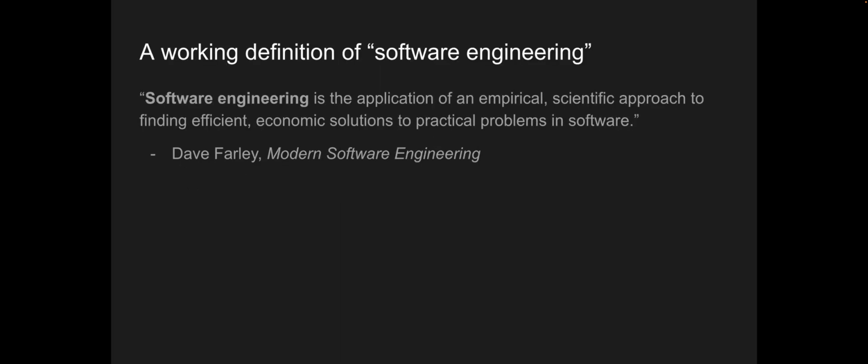So I think it's important to have a working definition of software engineering, right? We throw this term around a lot. I like Dave Farley's definition, which comes from the book Modern Software Engineering. He says that it is the application of an empirical scientific approach to finding efficient economic solutions to practical problems in software. And for me, that last bit is super important, right? We need efficient economic solutions to practical problems. And so that's what I'm going to be focused on today.